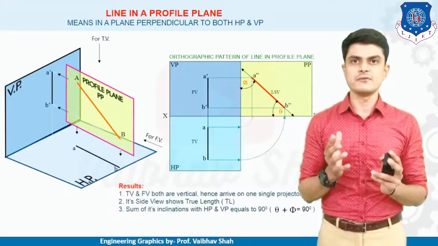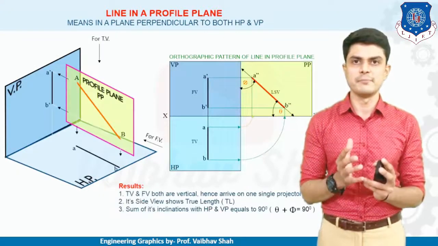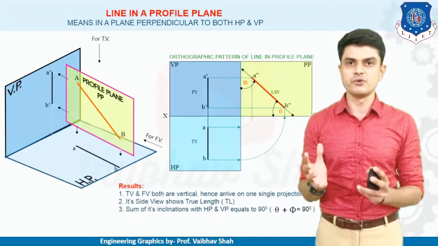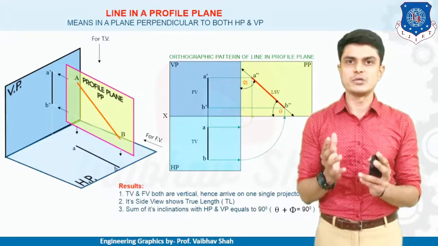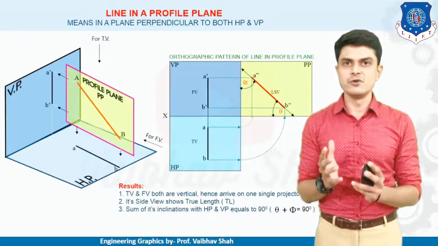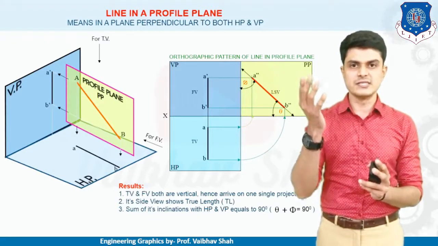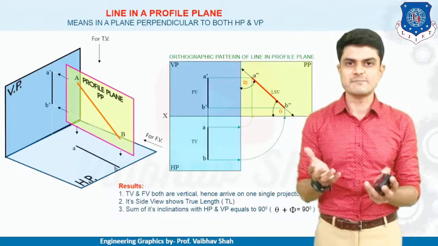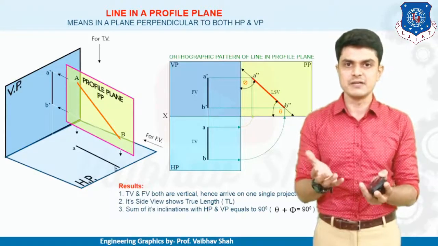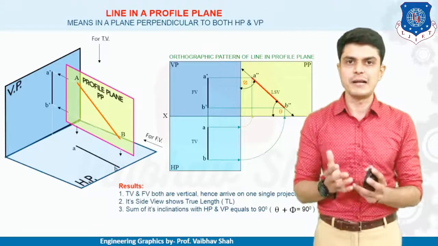So now here we have some resultants to remember. Here, top view and front view both would be vertical lines whenever the line is parallel to the profile plane. The side view will show a true length. As you can see, you are getting the line's true length because it is obvious that the line is parallel to the profile plane. That means we'll have a true length of the line in the profile plane itself.